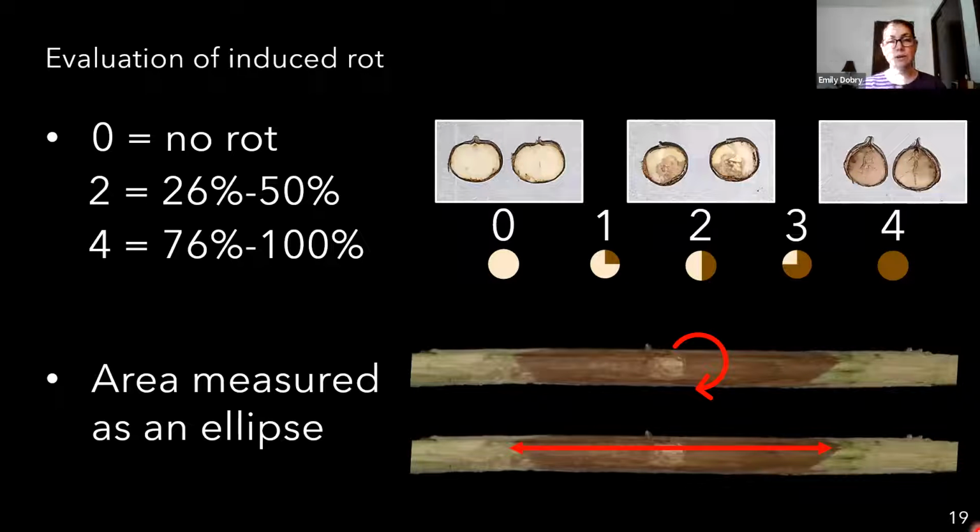For our canker measurements, or the lesions, we were able to be a little more precise. For the branches and stems, we stripped the bark entirely from them, and then we measured the longest point and the widest point of that lesion and calculated the area of it as an ellipse.